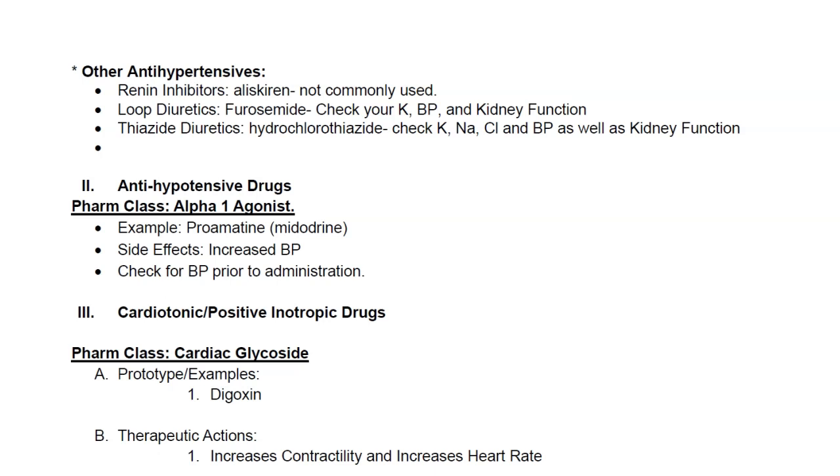Another type of medication used for hypertension or high blood pressure are your thiazide diuretics. An example of your thiazide diuretics include hydrochlorothiazide. So for hydrochlorothiazide, we need to make sure that we're checking our potassium, our sodium, and chloride. So again, this is another diuretic. It means that it makes the patient urinate.